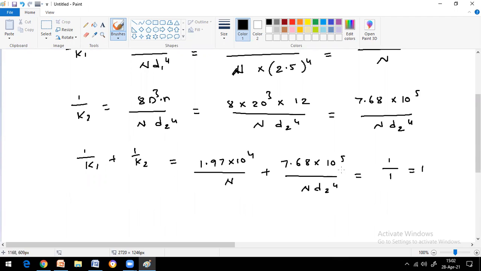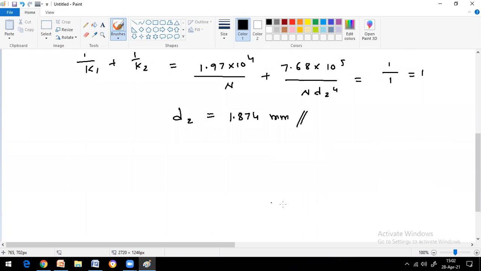1 by 1 is equal to 1, because 1 by k is 1. From this, calculate what is the d2 value. Can you do it? Calculate the total. Okay, you will get a d2 value. So finally, I will write down the d2 value. d2 as 1.874 mm. You can cross check it, right? So d2 is 1.874 mm. So the d1 is 2.5 mm and d2 is 1.874 mm.